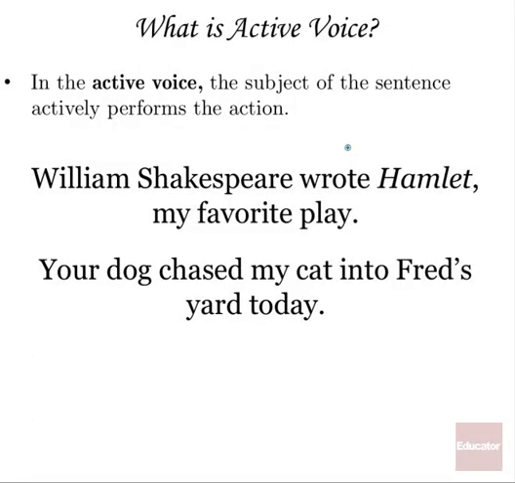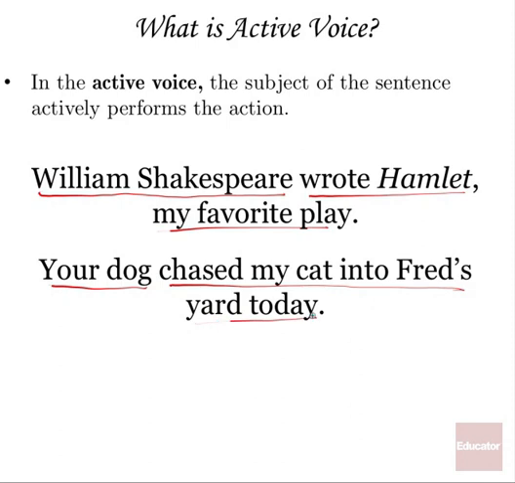But to begin with, what's this voice thing? Well, in the active voice, a sentence written in the active voice, the subject of the sentence actively performs the action. This is the kind of sentence you see most often, active voice. So, William Shakespeare wrote Hamlet, my favorite play. The subject is William Shakespeare, and the predicate is wrote Hamlet, my favorite play. Shakespeare is the person who wrote Hamlet, so it's in the active voice. Similarly, your dog, subject, chased my cat into Fred's yard today. Your dog performed the action of chasing my cat.